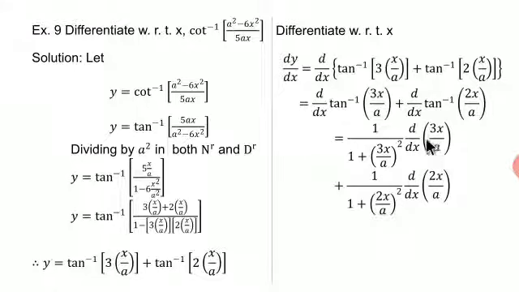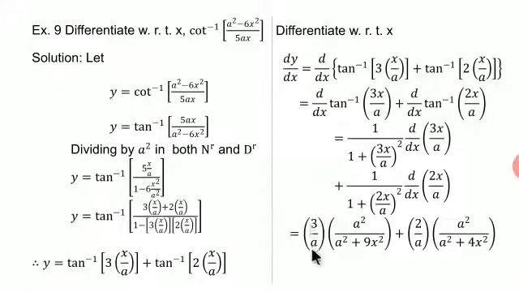Now the derivative of this 3x upon a is 3 upon a. And if we take the square of this term it is 9x square upon a square. And if we take here the LCM, we get in the denominator (a square plus 9x square) divided by a square. This a square goes in the numerator. Similarly here we get 1 plus 4x square upon a square. Again this a square goes in the numerator and the derivative of this 2x upon a is 2 upon a. And so we get it is equal to 3 upon a multiplied by a square upon (a square plus 9x square) plus 2 upon a multiplied by a square upon (a square plus 4x square).